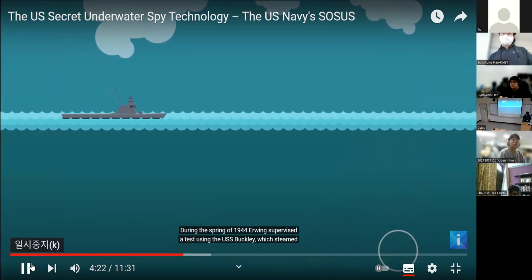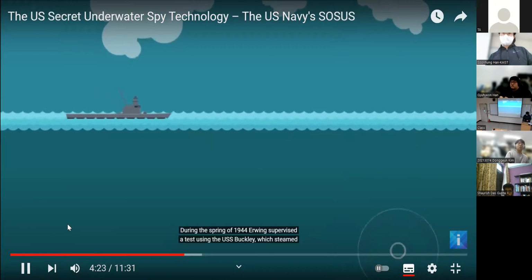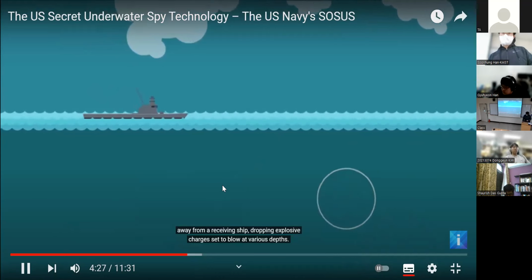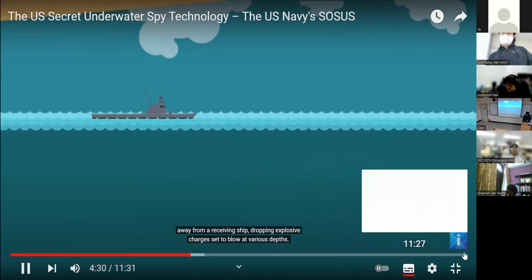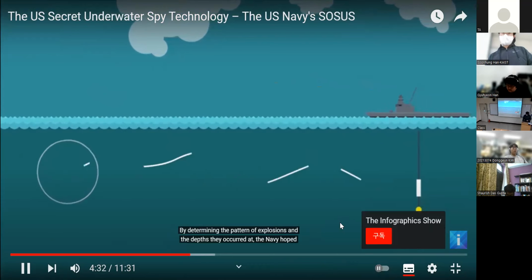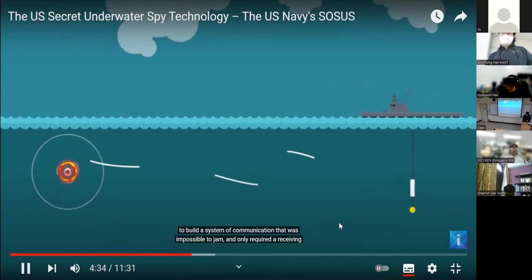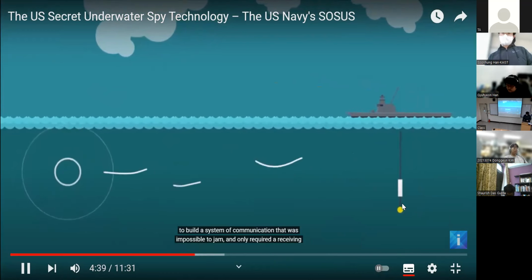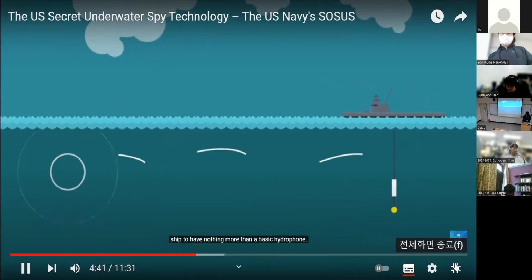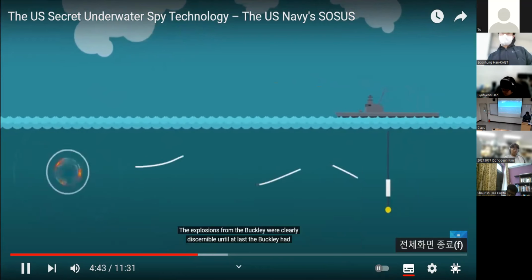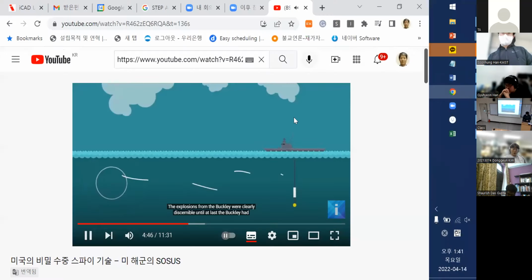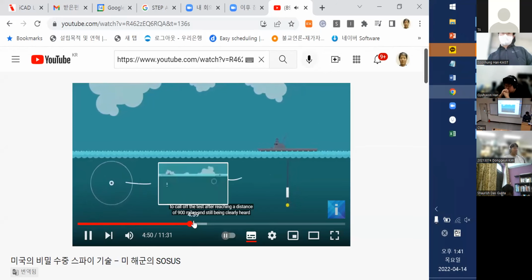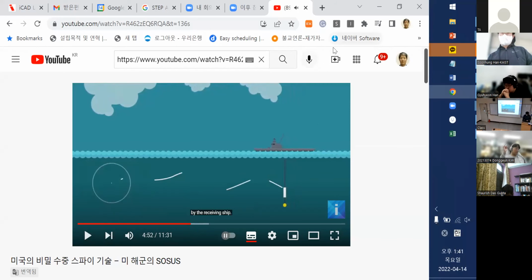During the spring of 1944, Ewing supervised a test using the USS Buckley, which steamed away from a receiving ship, dropping explosive charges set to blow at various depths. By determining the pattern of explosions and the depths they occurred at, the Navy hoped to build a system of communication that was impossible to jam and only required a receiving ship to have nothing more than a basic hydrophone. The explosions from the Buckley were clearly discernible until at last the Buckley had to call off the test after reaching a distance of 900 miles and still being clearly heard.